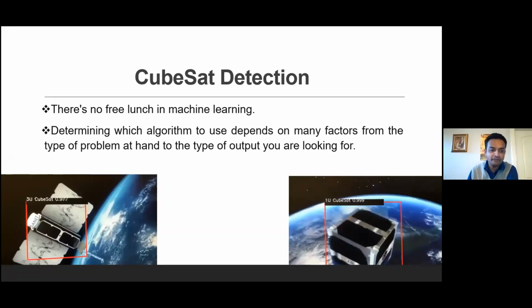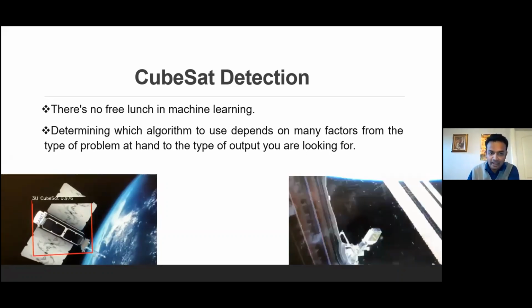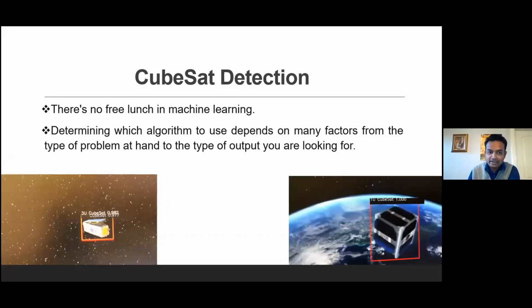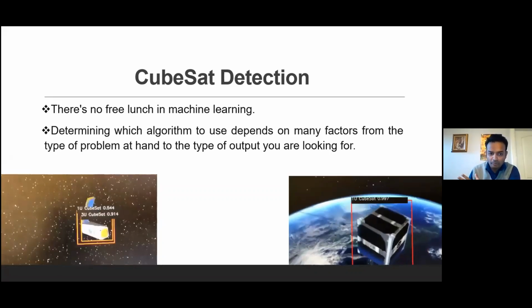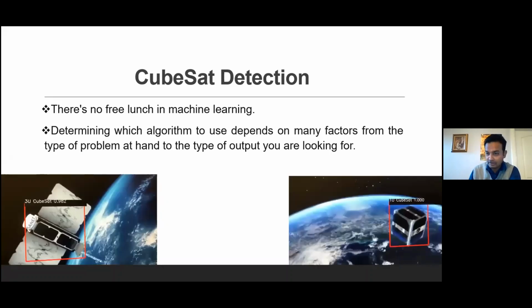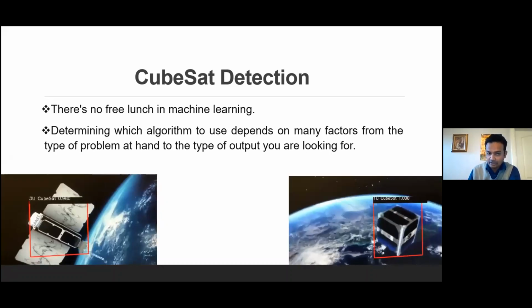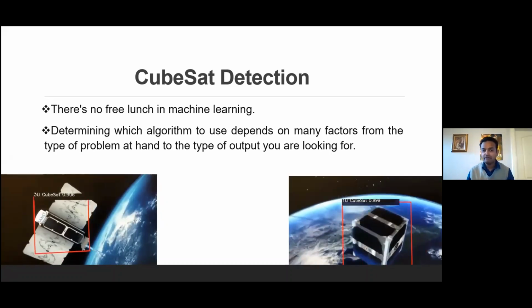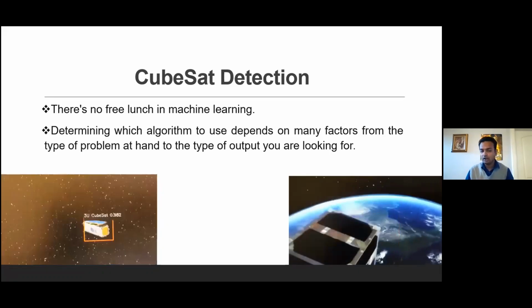If you look at the first video, the 3U CubeSat, you can see when the antenna is opening, it gives two probabilities. One time it says 3U CubeSat, other time it says 1U CubeSat. So let's see why it happened and what are the issues here and how I overcame these issues.